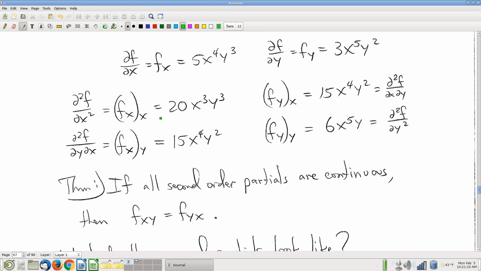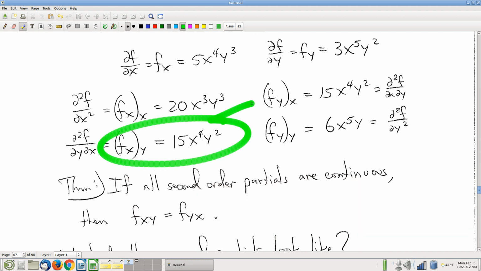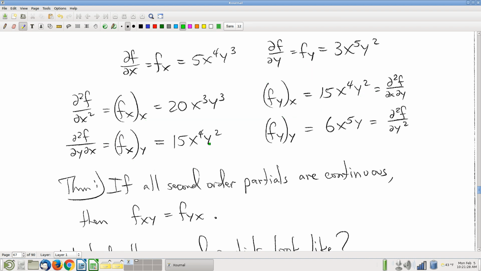We made this last observation, this occurrence that happened here, that the mixed partials, you got the same answer no matter which order you did the partials in. Not a coincidence. This is, I want to say, usually true in everyday experience. So the condition is you need all second order partials to be continuous. So again, this is true in a lot of situations.